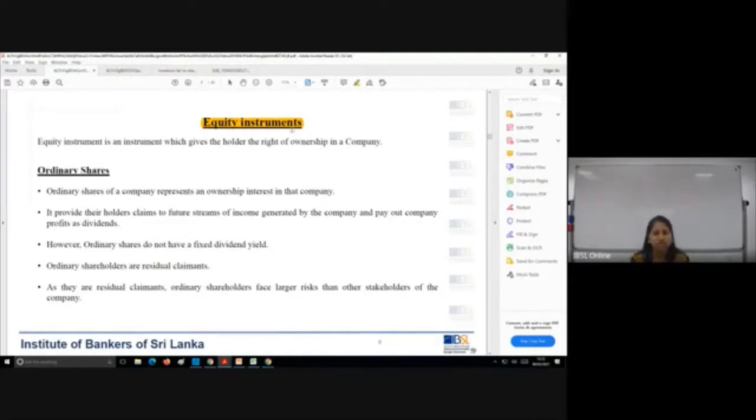So one of the conventional instruments is the ordinary shares. If I buy an ordinary share of a company, I get absolute ownership and control over that company. Be careful when I say the words. It is absolute ownership and control over the company. You are the owner of the company. So if you are the owner, essentially, you will have the controlling power as well.